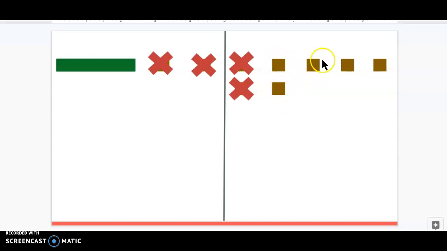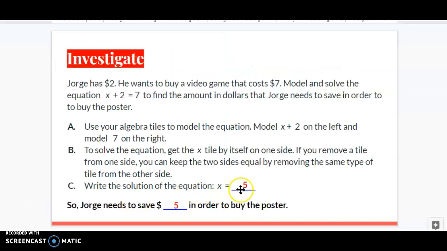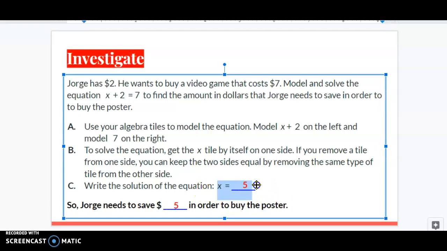I got 1, 2, 3, 4, 5. So then you would say that x is equal to 5, correct? So that means that Jorge needs to save $5 in order to buy the poster. So notice how we wrote that the solution of the equation is x equals 5. You have to write that whole thing. This is the entire solution. You can't just say 5. You have to say x equals 5.